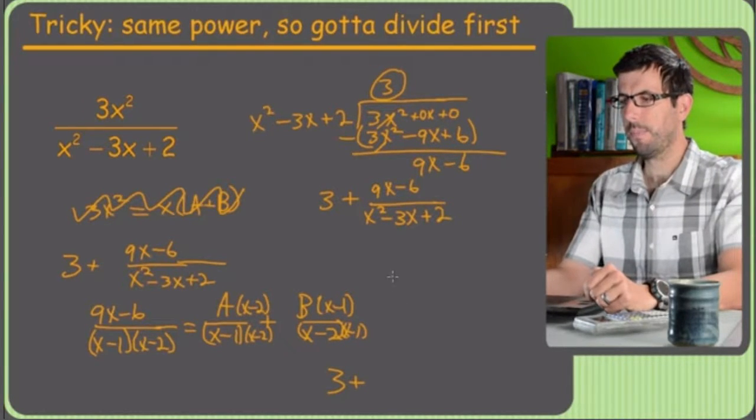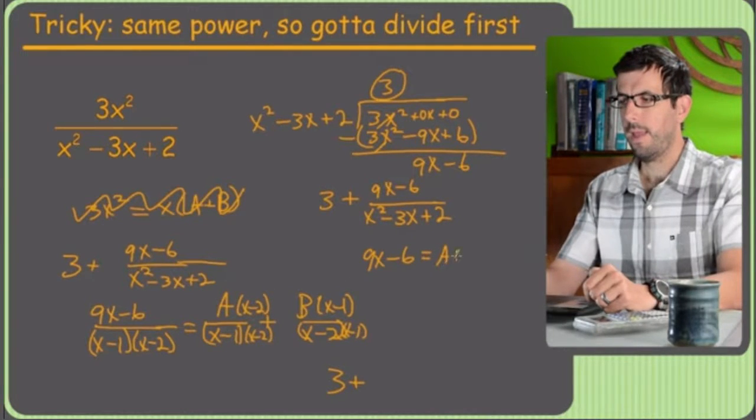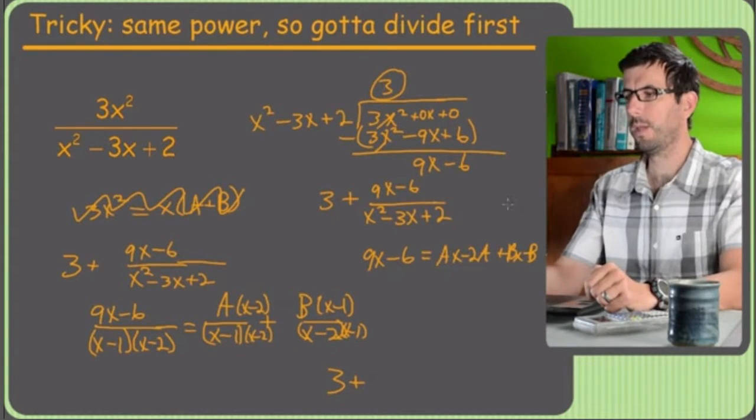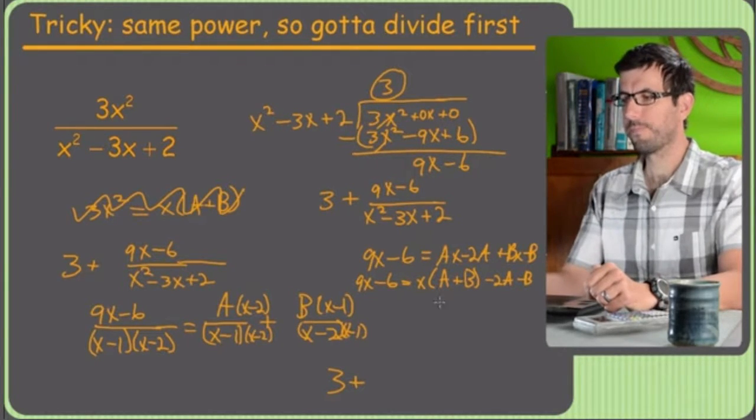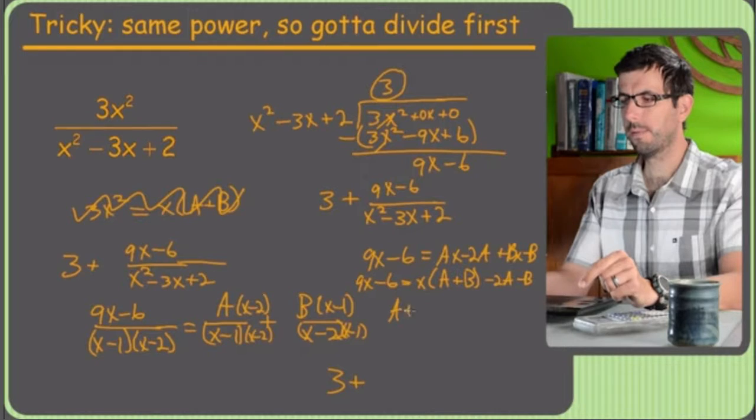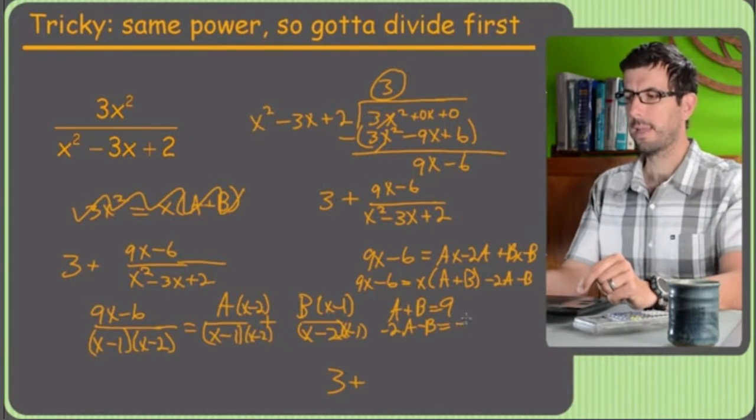All right, so we're going to get that 9x minus 6, which is the left side, equals Ax minus 2A plus Bx minus B. Apologize, we can't quite see that. So 9x minus 6 equals, so our x terms are x times A plus B, and our leftovers are negative 2A minus B. So A plus B has to equal 9, and negative 2A minus B has to equal negative 6.